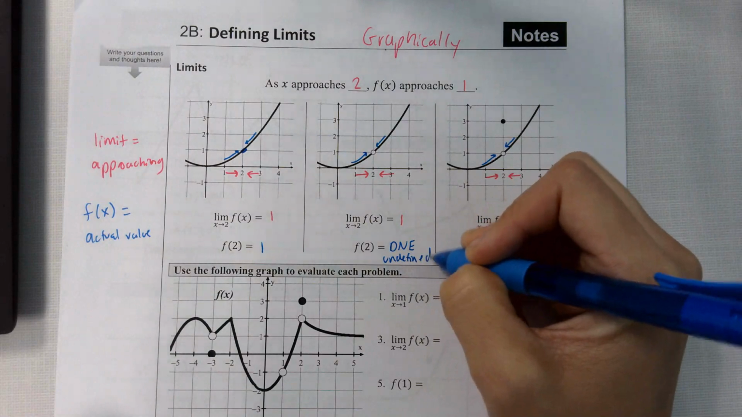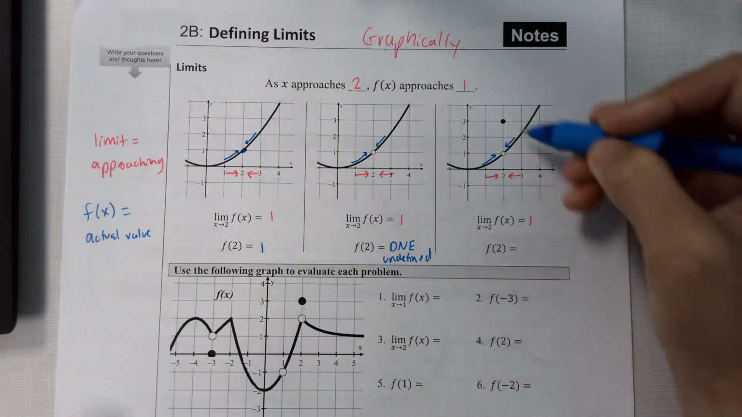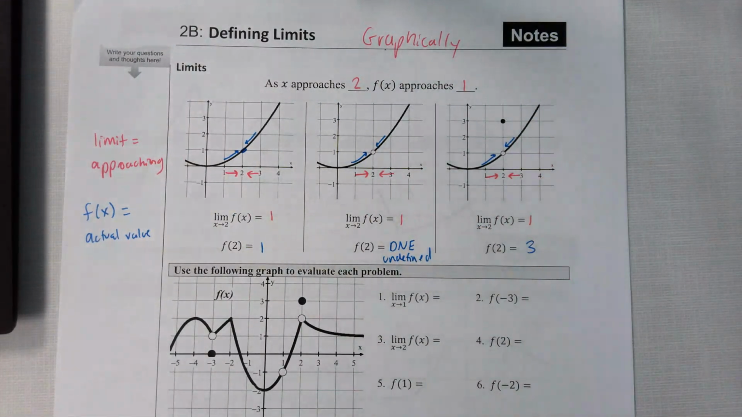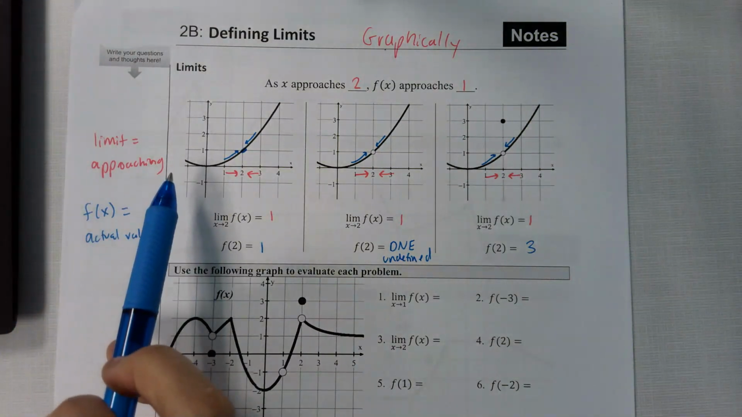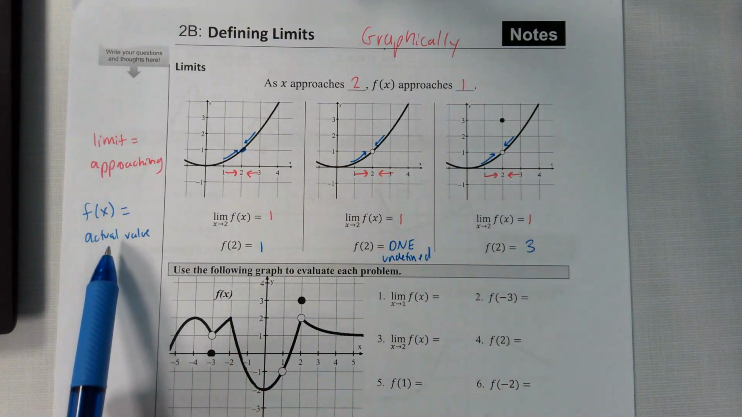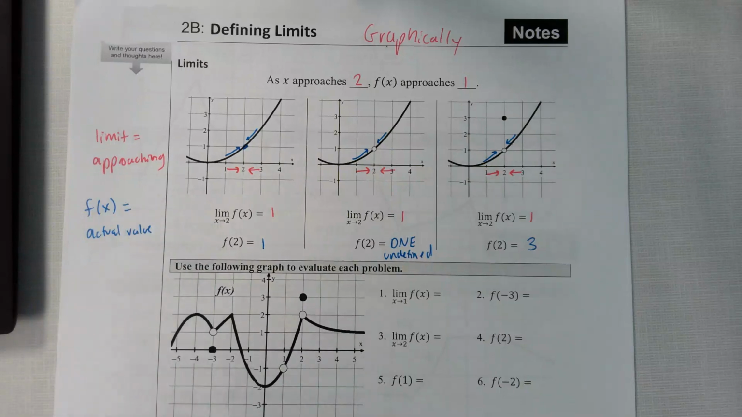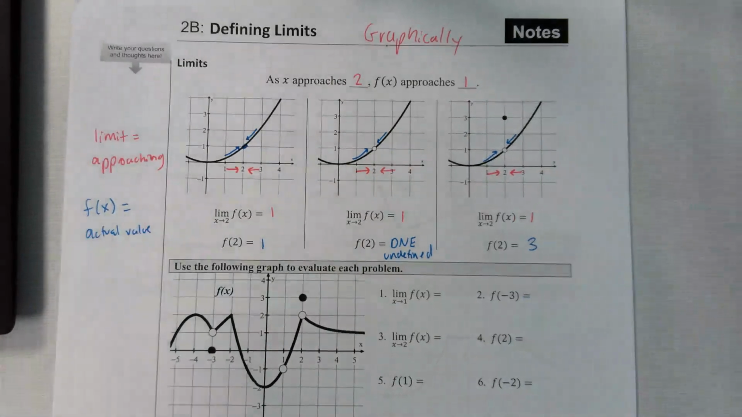In this case, you can use both. And then here, f of x is actually 3, right? So limit is what it's approaching, and then f of x is the actual value. So you want to be able to separate those two. So let's go through some examples.